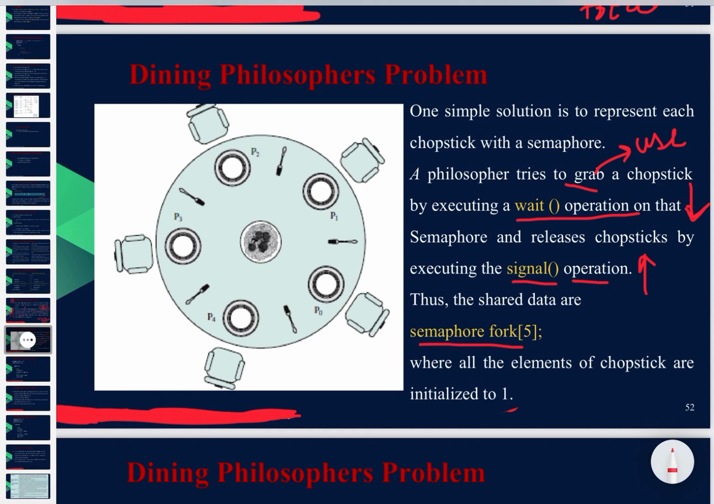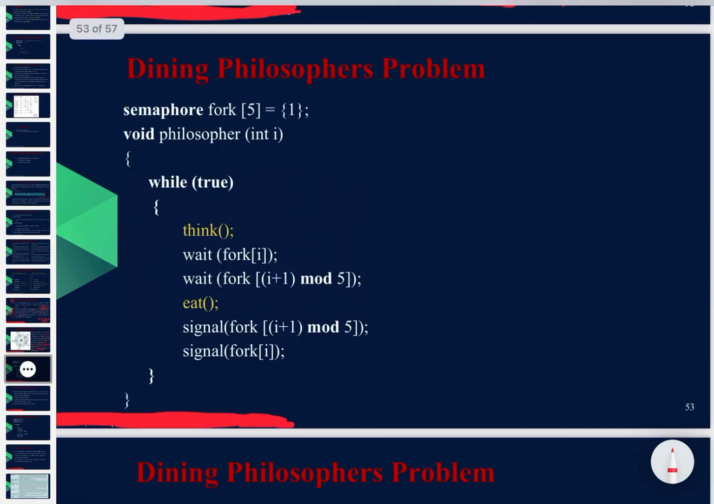Thus the shared data is semaphore fork[5]. That means there are 5 chopsticks, where all the elements of the chopsticks are initialized to 1. So why are they initialized to 1? That means the first chopstick will be the P1 chopstick. So they are initialized to 1.